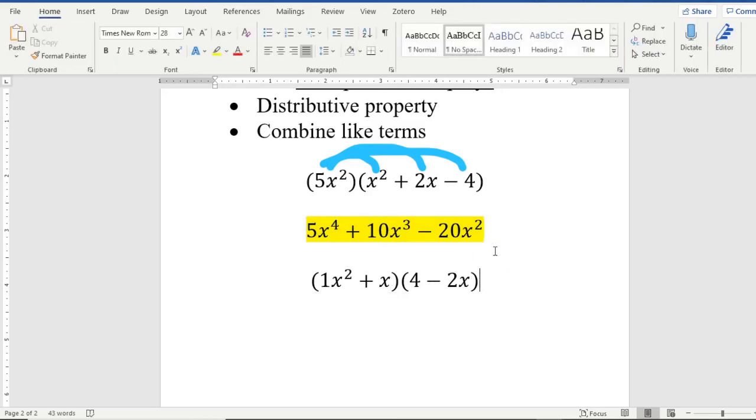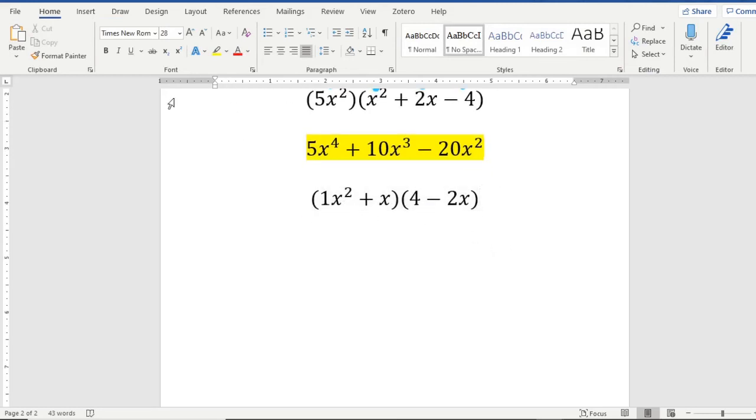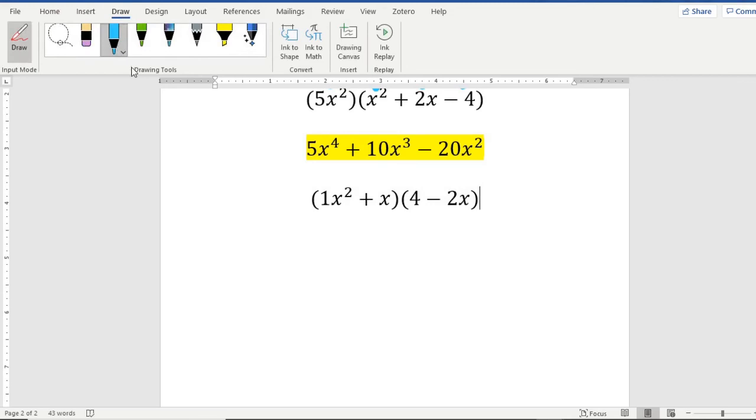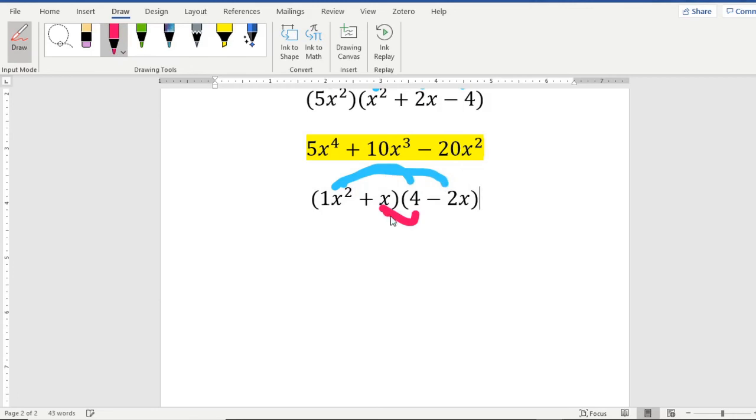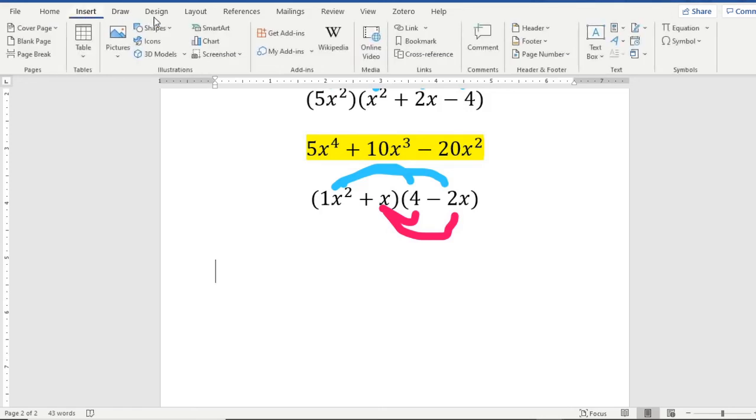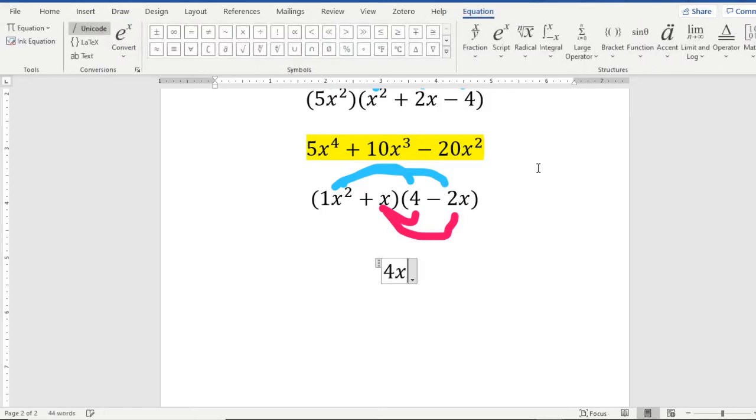So again, distributive property, but now we have to do it twice because there's two numbers here. So first, I have to do the 1x squared to both the 4 and the 2. And then I have to do the x to the 4 and to the negative 2. Okay, so let's go through this. So 1x squared times 4 is just 4x squared. So 4x squared. Okay, and then I have 1x squared minus 2x, so that is negative 2x cubed.